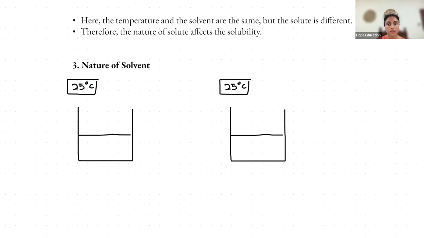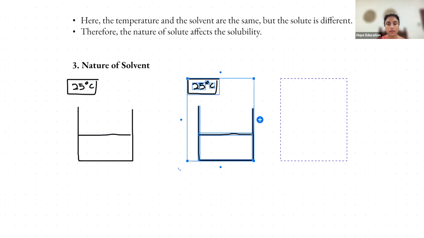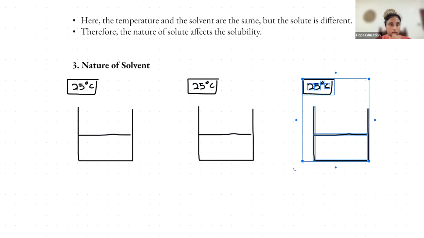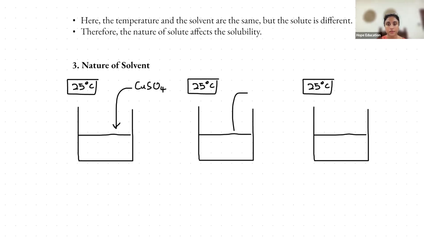Like this, and like this. To these three, let's add copper sulfate as the solute. To this one also the solute is copper sulfate. To this one also the solute is copper sulfate. Now the temperature is the same. Solute is also the same. Now the solvent is what is different.